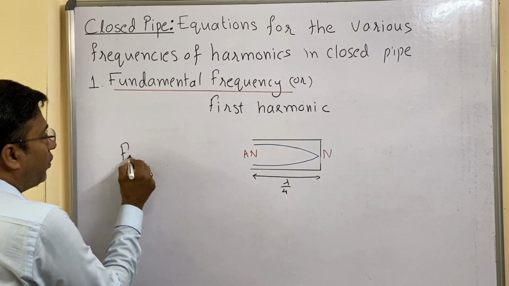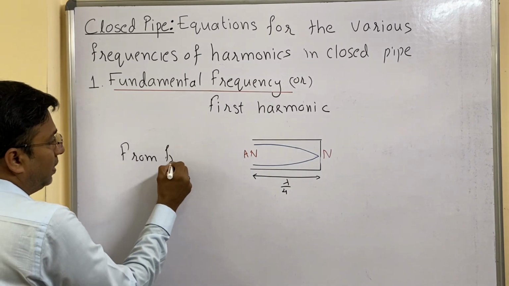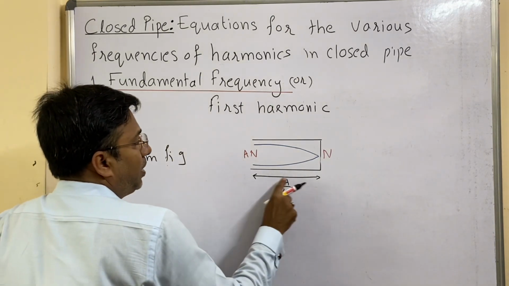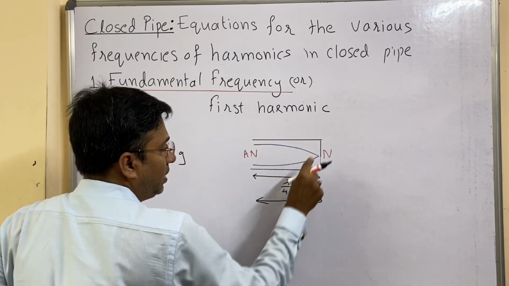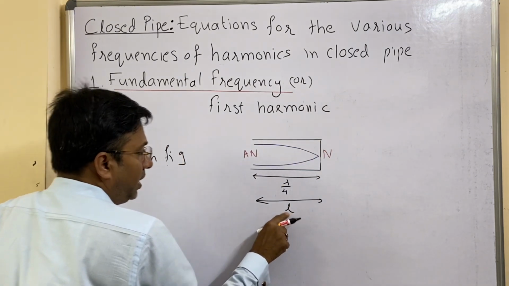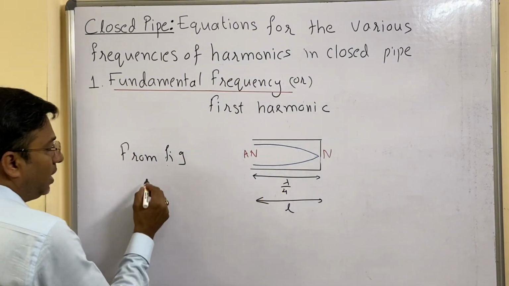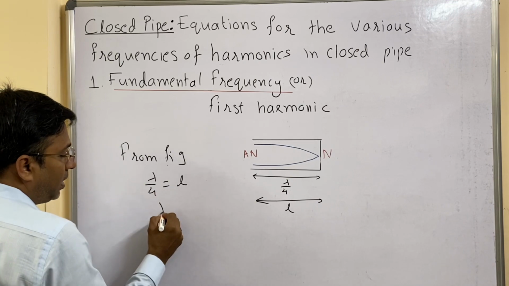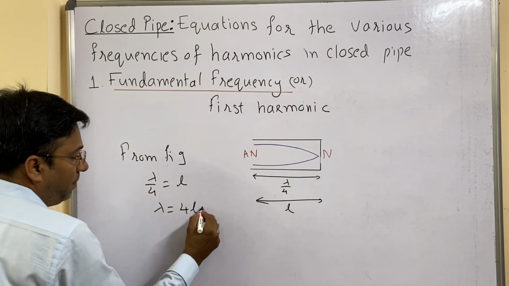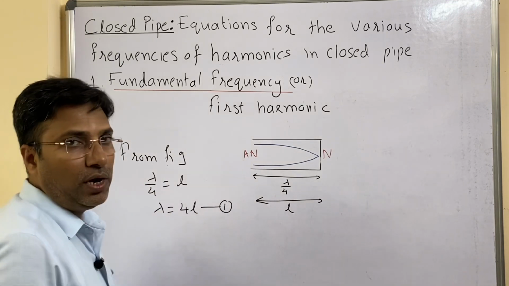So we have to write here, from the figure, lambda by 4 is equal to the length of the tube. The tube we are using here, let the length of the tube be L. Therefore, lambda by 4 is equal to L. From the figure we can write lambda by 4 equals L. From here, lambda is equal to 4L. Make this equation number 1.